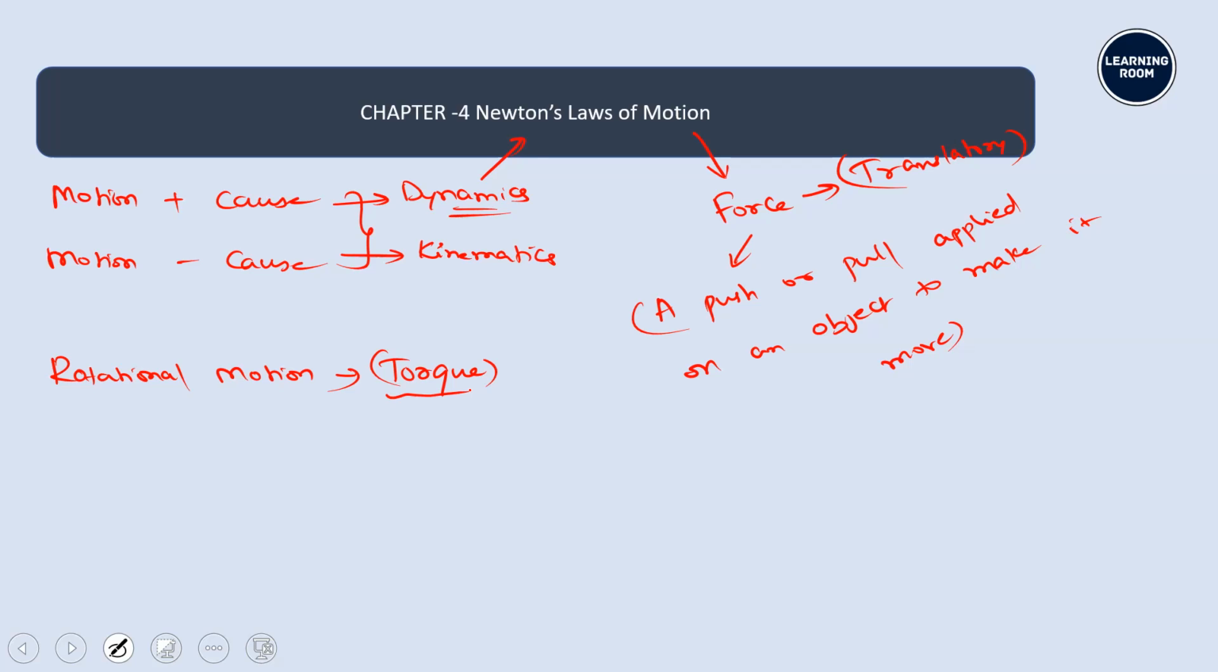Is it clear? So when it comes to this chapter 4, Newton's laws of motion, we don't generally discuss torque, we are mainly concerned about force. And here, with respect to motion, I spoke about the cause being the force. Then what are these laws that we are trying to speak about? So here comes the answer.